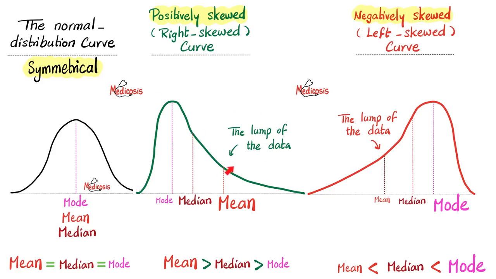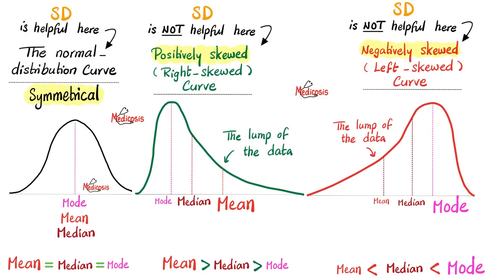This tail is to the right, so it's a right skewed curve. This tail is to the left, so it's a left skewed curve. If you have symmetrical data, then the standard deviation is very helpful here. But when the data is skewed, whether to the right or to the left, the standard deviation is not gonna be super helpful. If the distribution is skewed like this or this, then it's better to look at the first quartile, the third quartile, and the interquartile range, as well as the minimum value and the maximum value.